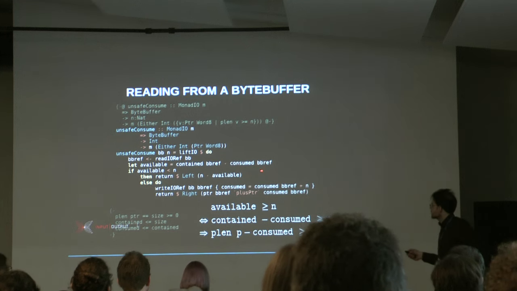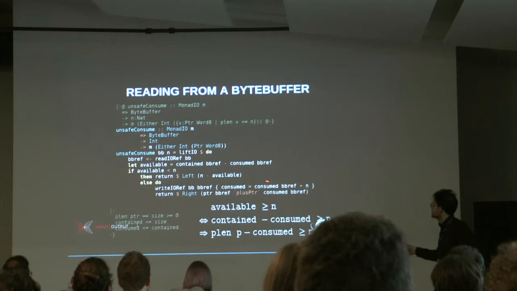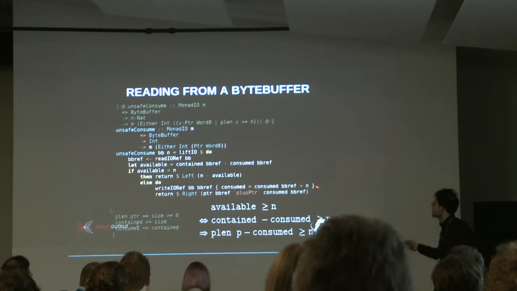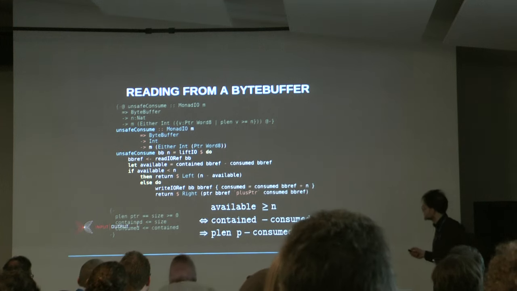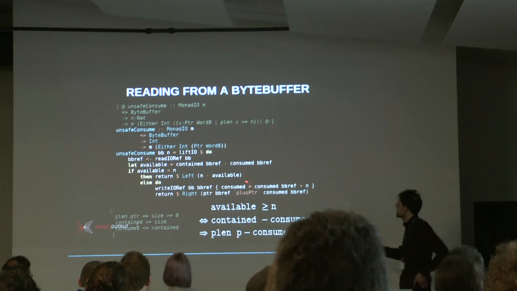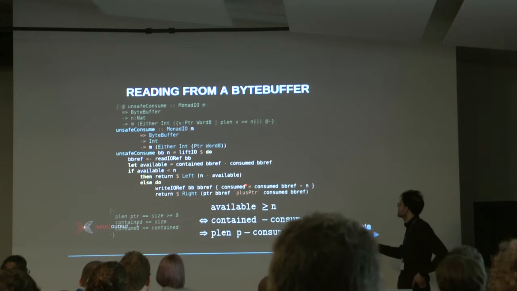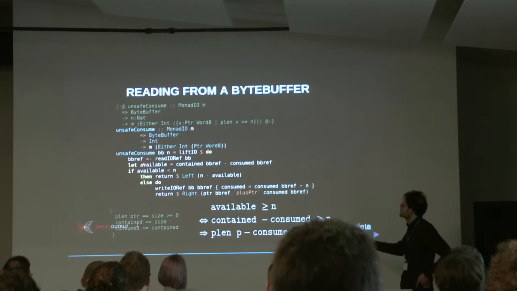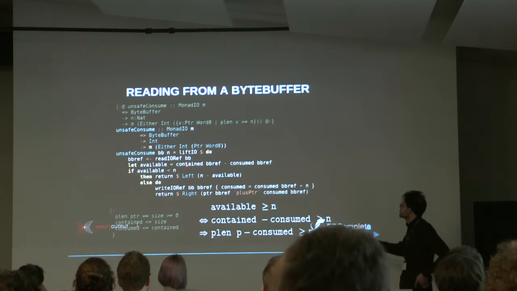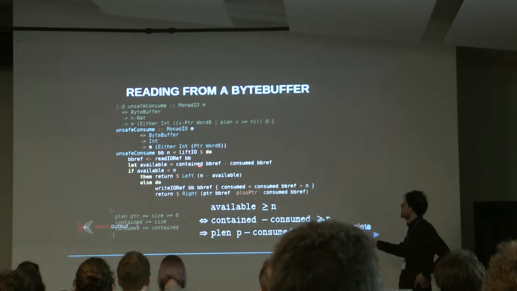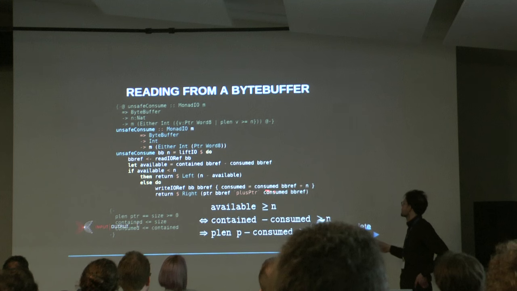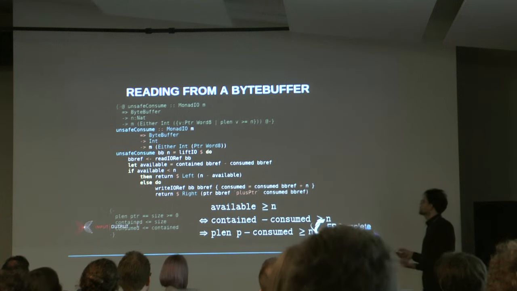And the second thing is that this is a correct byte buffer. And for this, it just has to check. I mean, we don't change the pointer, and we don't change the length, and we don't change the number of contained bytes. But we change the number of consumed bytes, and it has to check that the new number of consumed bytes is still not larger than the number of contained bytes. And this, of course, we see that the available bytes is just the difference between those two. And the available bytes is not smaller than n. So we can add n to this, and still be below the number of contained bytes.